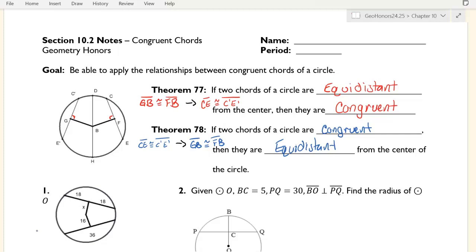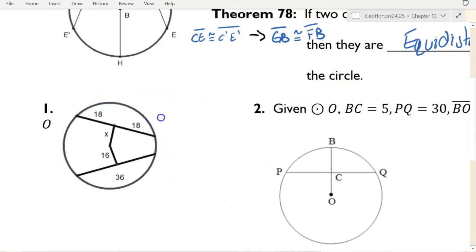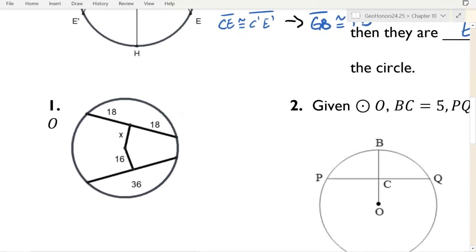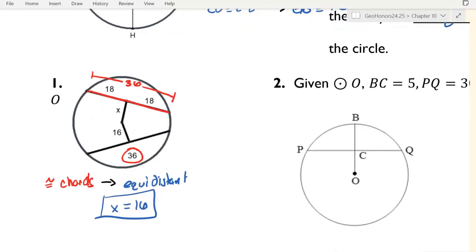I want you to see if you can use that to make some conclusions in example 1. Go ahead and press pause and see if you can use that to conclude anything about X. So we see that the chords are congruent, so we can conclude that the chords are equidistant from the center, and so X is equal to 16.